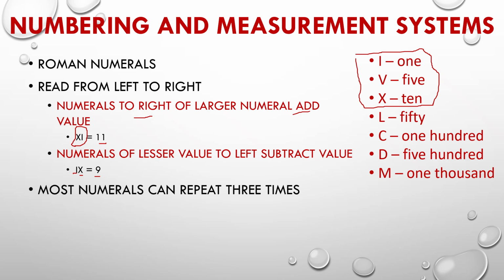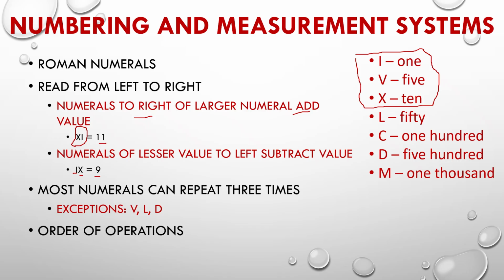Most of these can be repeated up to 3 times. The exceptions are the bigger ones. Again, we're not dealing with those. But for example, we can have III, which is 3. But if we were representing 4, we would not put 4 of them together. Instead, we would use that sequence. It would be IV, not intravenous. V would be our 5, that's our larger number. If I is to the left, we would subtract it. That's how we would represent 4 with Roman numerals.